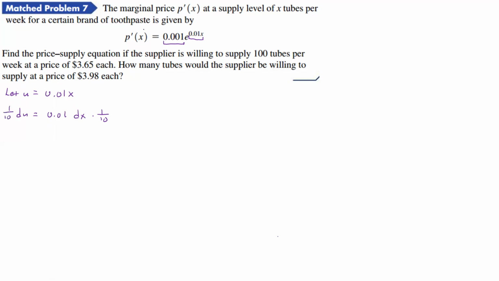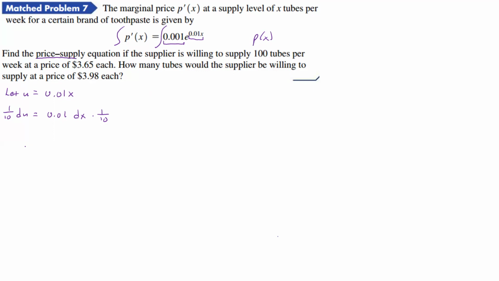Because remember, what they want us to find is the price supply equation. So they want us to find what P of x is. Well, to find P of x, we're going to integrate both sides here. And that's the key here. Again, that's going to be dx and dx, but I'm just trying to remind you that what we're looking for eventually is the P of x. And so that's why we're doing what we're doing.